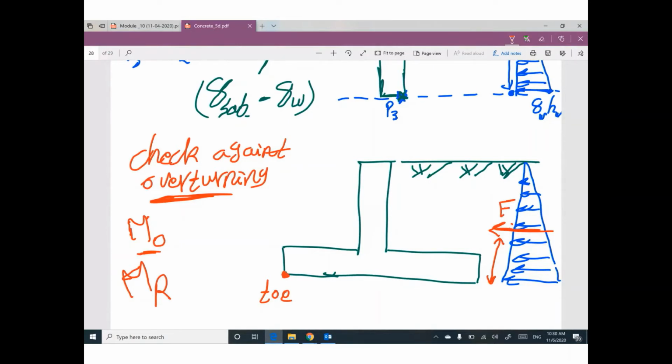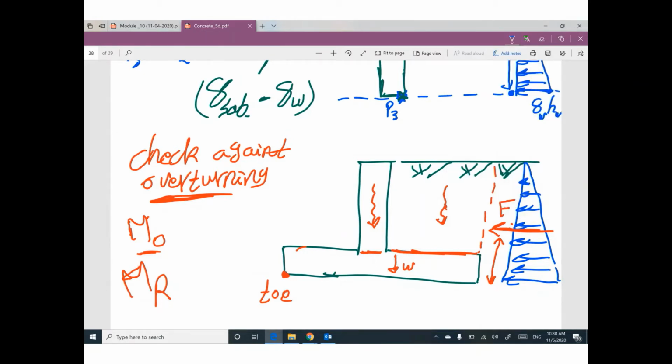This part of the retaining wall has a weight. This part of the retaining wall has a weight. This part of the soil has a weight. This weight supports this part of the retaining wall. That makes sense?